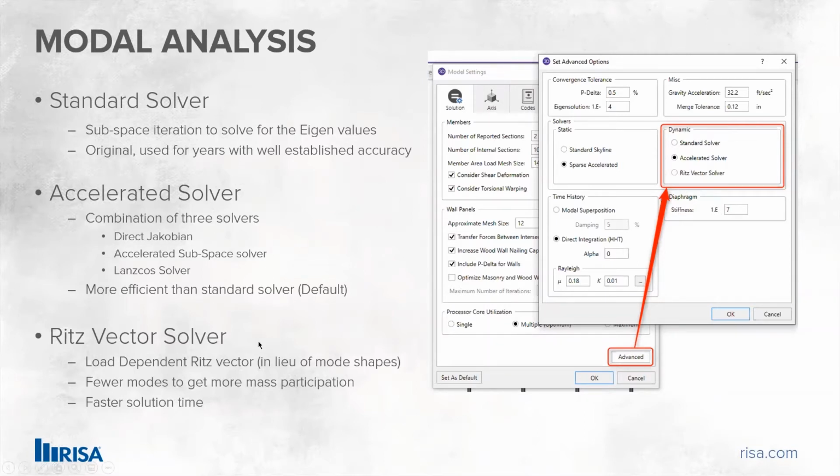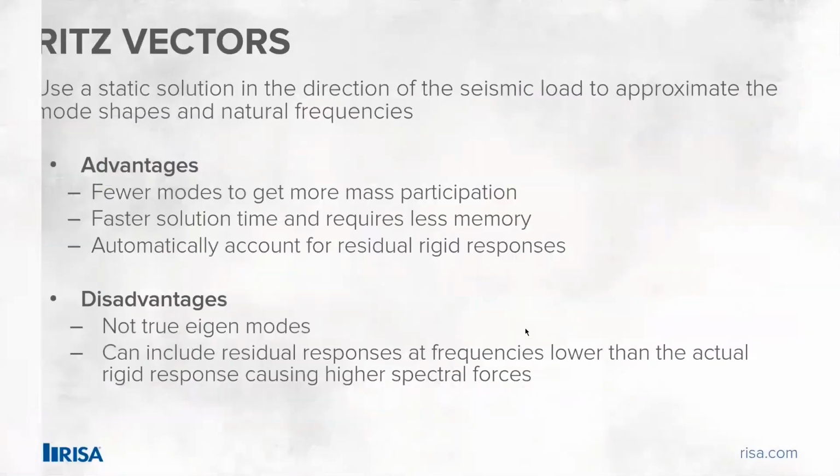And then we have the third one, which is called the RISA-vector solver. This solver is using a different approach. It's load dependent. Basically, you apply a vector to the system and then you get approximate eigenvalues and then the period and frequency of the system. So the RISA-vector solver is an approximate solution.